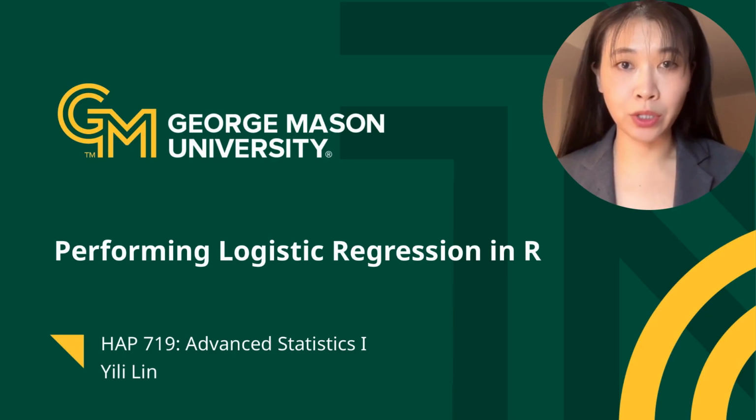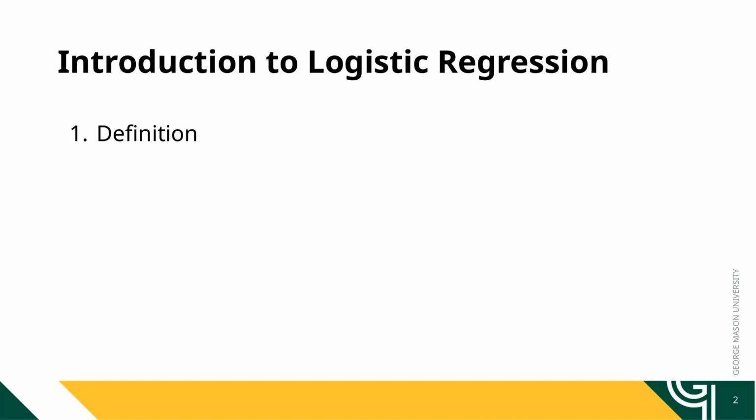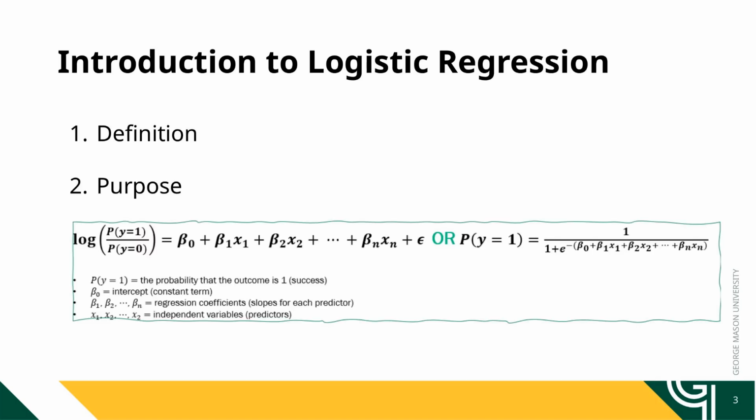Today's topic is performing logistic regression analysis in R. Logistic regression is a statistical technique used to model a binary outcome based on one or more predictor variables. Use it to predict the probability of the outcome, using the log odds transformation of the linear relationship between the independent variables and the probability of the outcome.